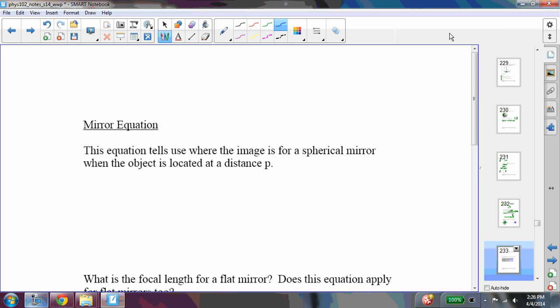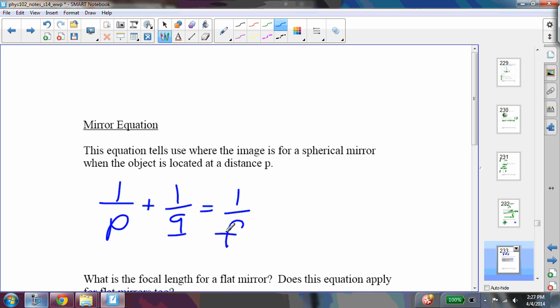And the mirror equation is fairly simple, and we'll see an equation that's very similar, basically identical, for lenses. It just tells us where the image is for a spherical mirror based on the object distance, p. It looks like this: 1 over p plus 1 over q is equal to 1 over f.